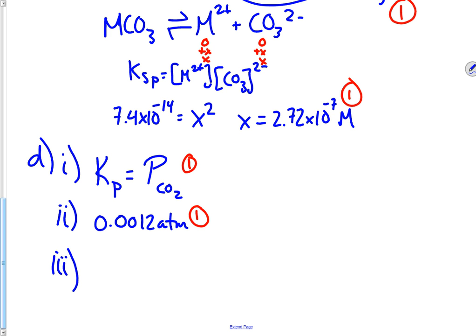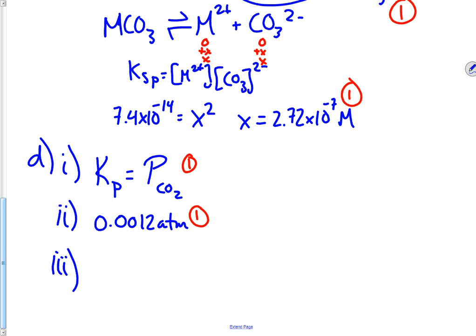Equilibrium, part three. Indicate whether, so all this information they gave us, almost none of it is actually going to be applied. Indicate whether the value of change in G for the reaction at 423 is positive, negative, or 0. Justify your answer. Okay, this is a good question.